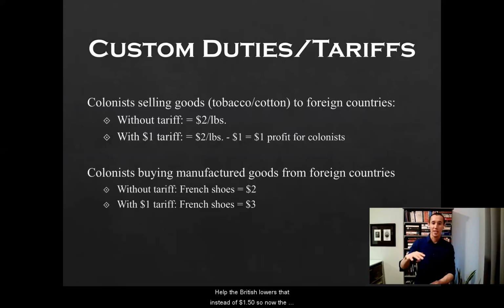Well, if the British lower that, instead of $1, it's 50 cents. So now the $2 sugar is $2.50. Colonists are more likely to pay that. And then when they pay that 50 cents, that's revenue for the government. You don't have to memorize how tariffs work. But that's a difference between tax and tariff.